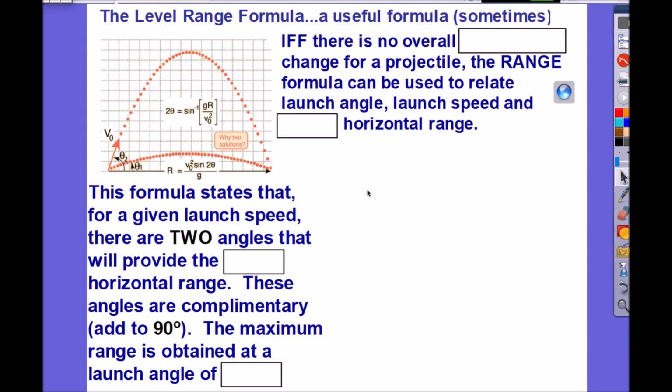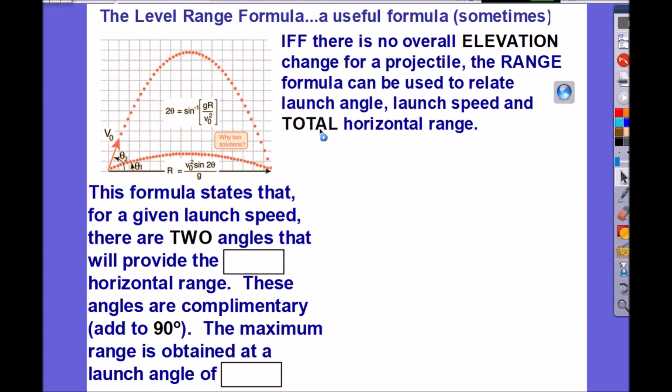If, IFF, that means if and only if, there is no overall elevation change for a projectile, the range formula can be used to relate the launch angle, launch speed, and the total horizontal range. So this formula that we'll develop is applicable only when a ball is maybe kicked or thrown and it lands at the exact same elevation that it was launched from or thrown from.